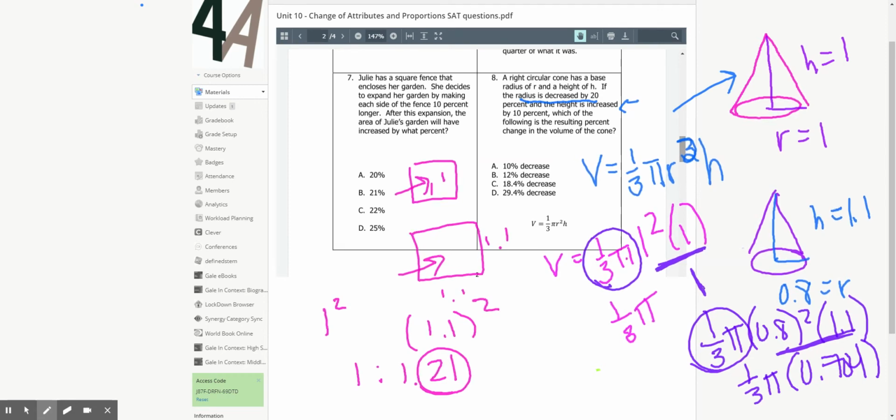So how do I change from 1 to 0.74? Well, what's 1 minus 0.74? That's going to be our decrease. It's going to be about 30%, 29.4.